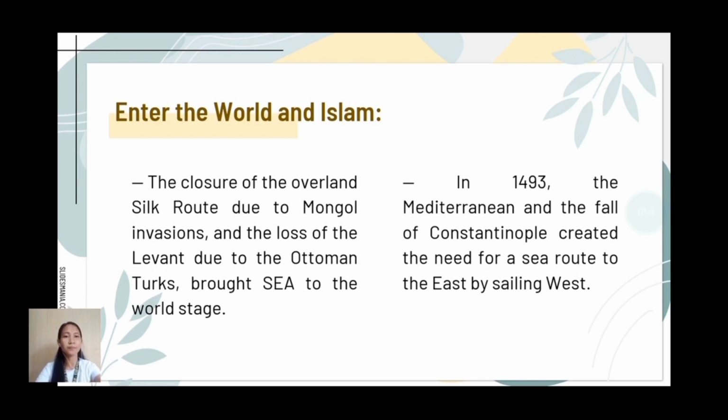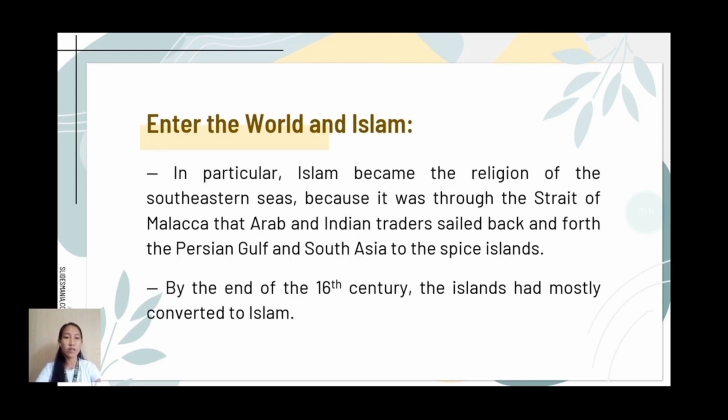In particular, Islam became the religion of the southeastern seas because it was through the Strait of Malacca that Arab and Indian traders sailed back and forth from the Persian Gulf and South Asia to the Spice Islands. By the end of the 16th century, the islands had mostly converted to Islam. The passage through the Indian Ocean brought commerce between mainland Asia and Southeast Asia, which is why spices and gold from Southeast Asia reached as far west as Venice and Rome.